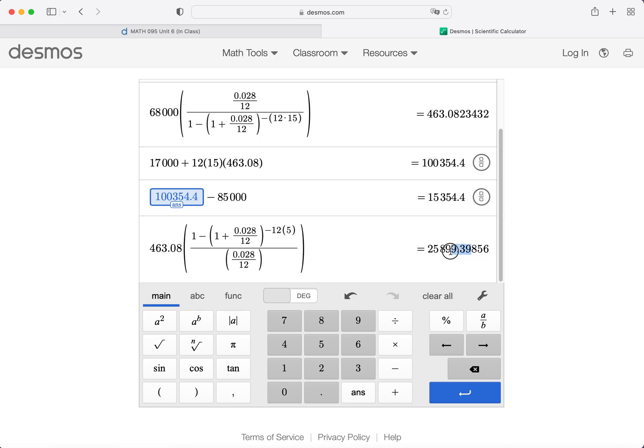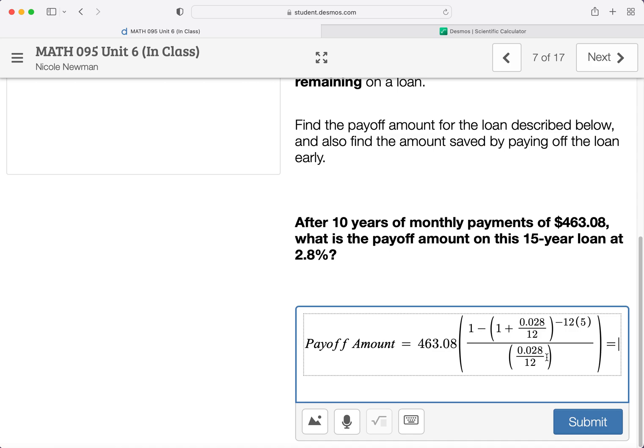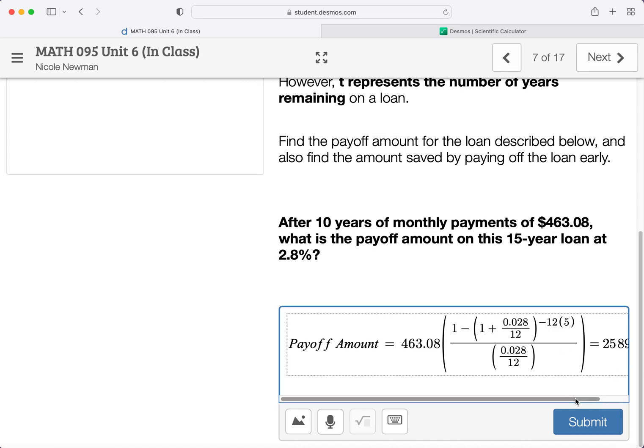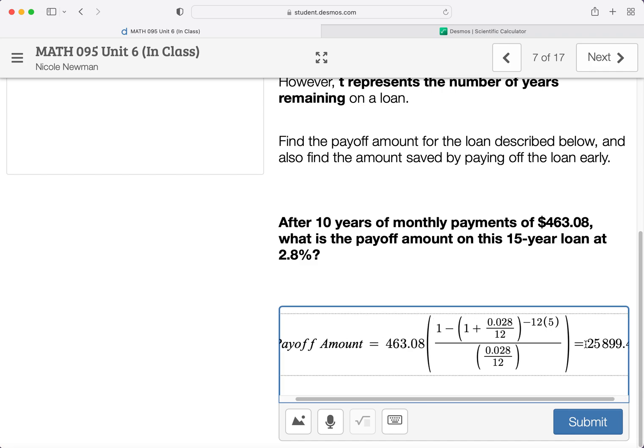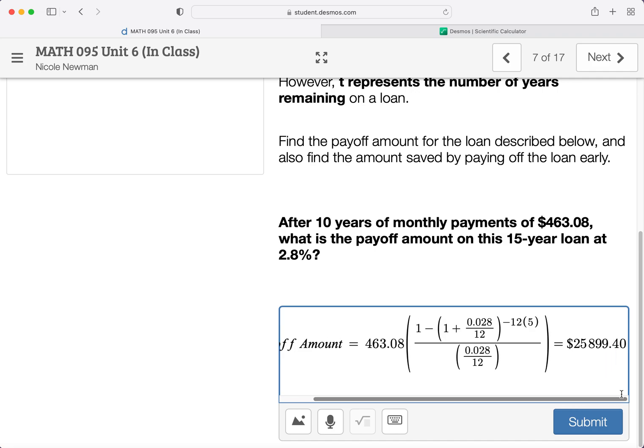The payoff amount would be approximately this, $25,899, and this 39 cents right here. I can't get it to highlight just the 39. We're going to call that 40. So math class rounding would say that's going to bump up to 40 cents. So I'm going to copy this part, but I'm going to fix the cents in just a moment. Scoot myself over. 39 was too low. Put a dollar sign on here. There's our payoff amount.